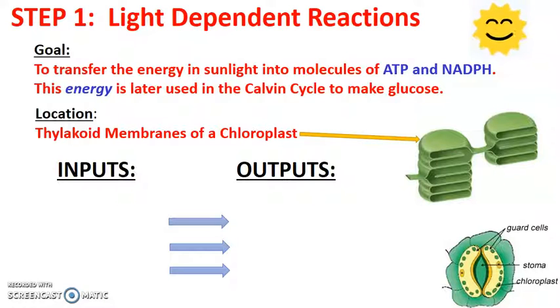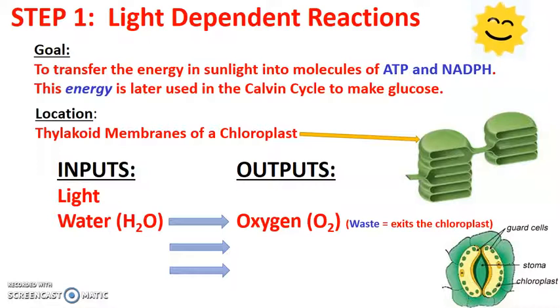We need several things for this to occur. Our inputs are light energy, water, which will be split and produce oxygen as a waste product. Oxygen gas will diffuse out of the thylakoids into the chloroplast, into the cell, into the leaf, and will eventually exit through the stoma, the openings between the guard cells on a leaf. Not the stroma, the stoma.